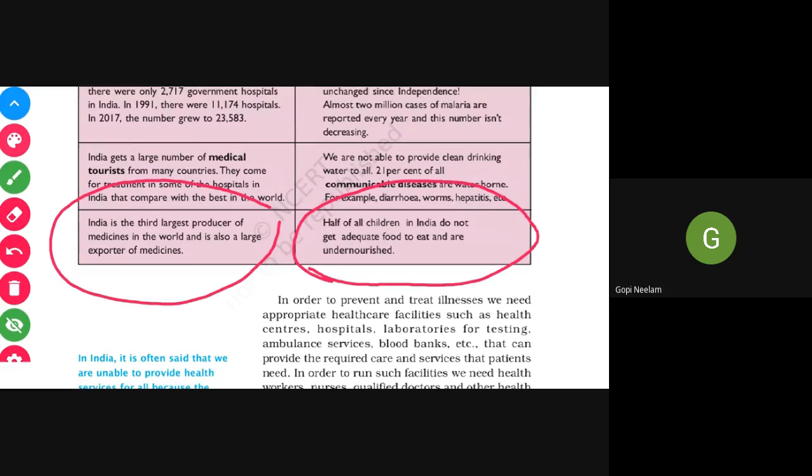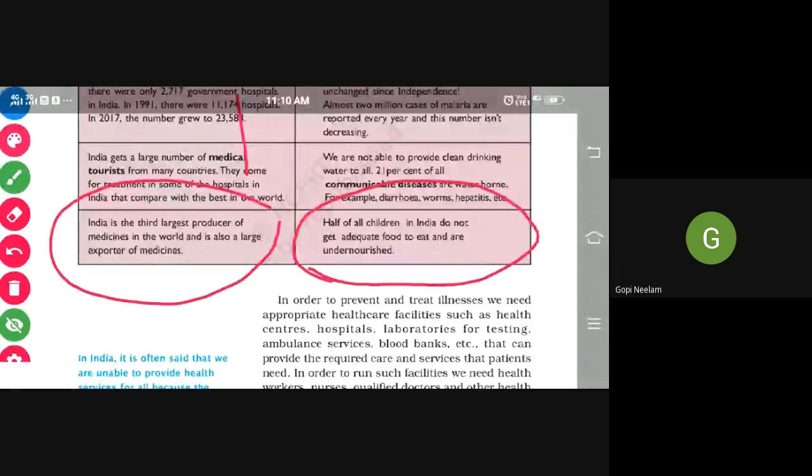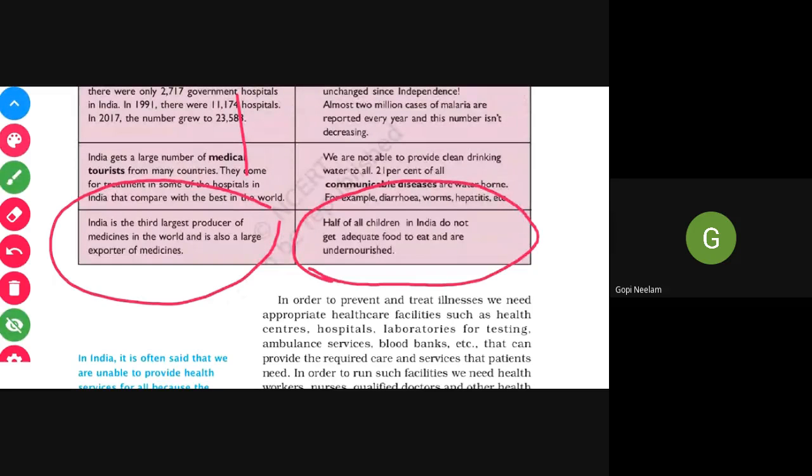If you observe the left side, it is saying the development of medical sciences of India, and the right side is showing that still the worst condition of the people living in this country. Then what's the problem? That is what we had discussed.